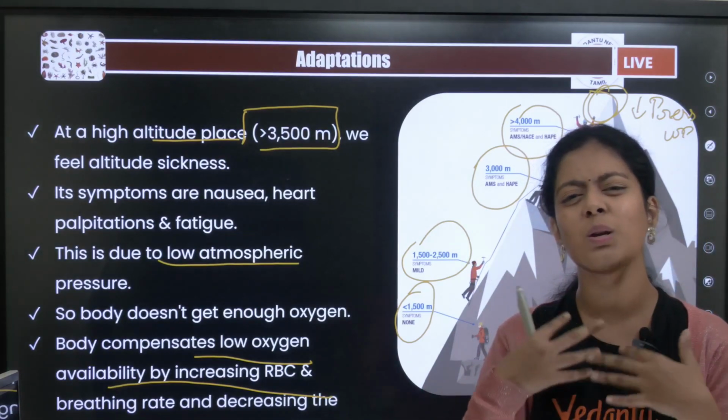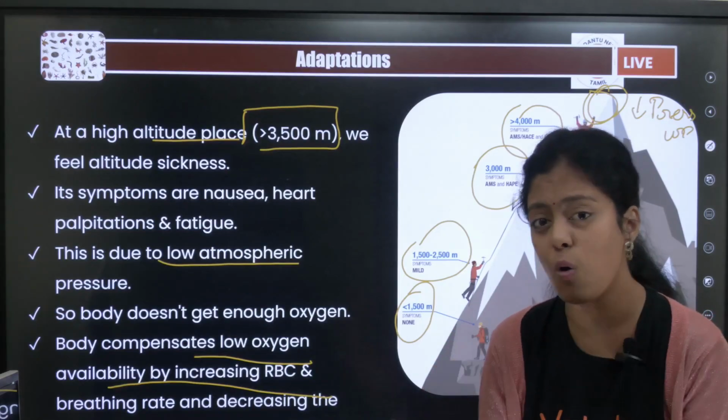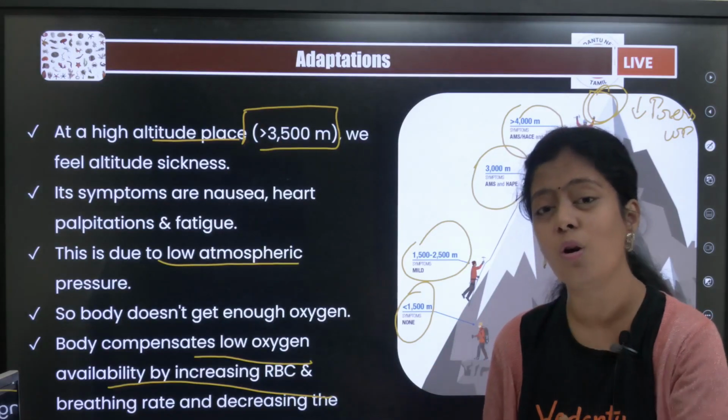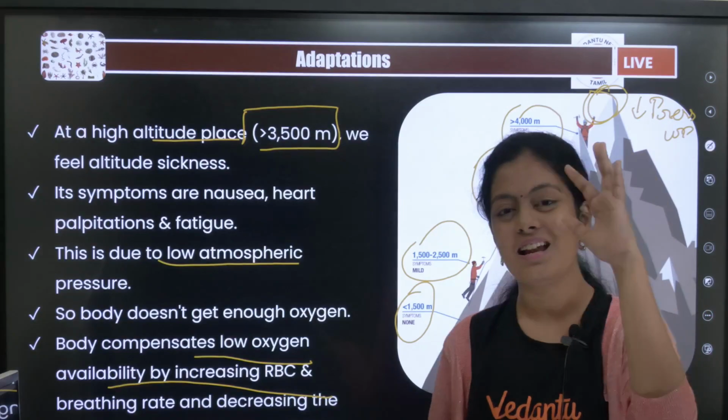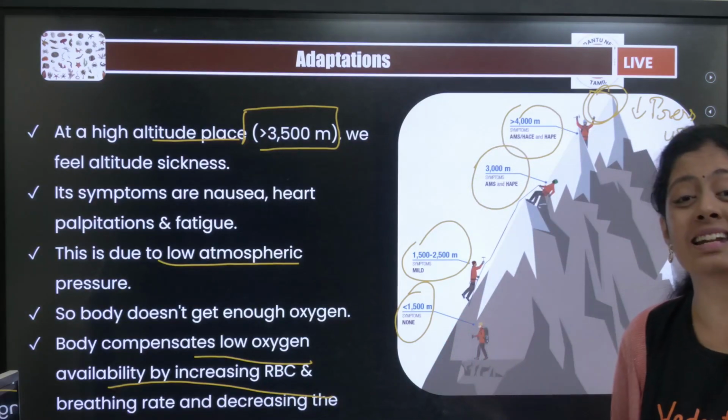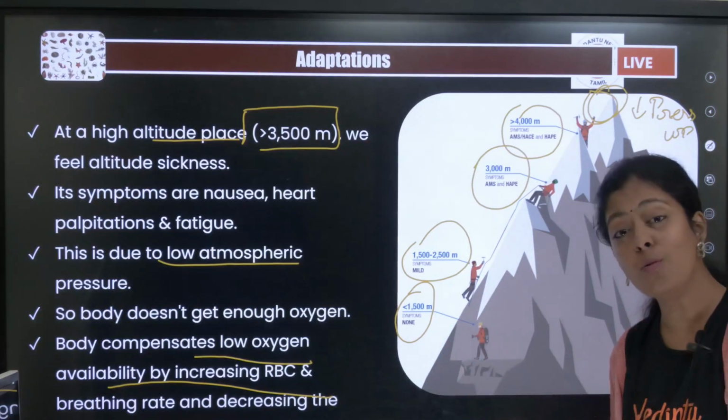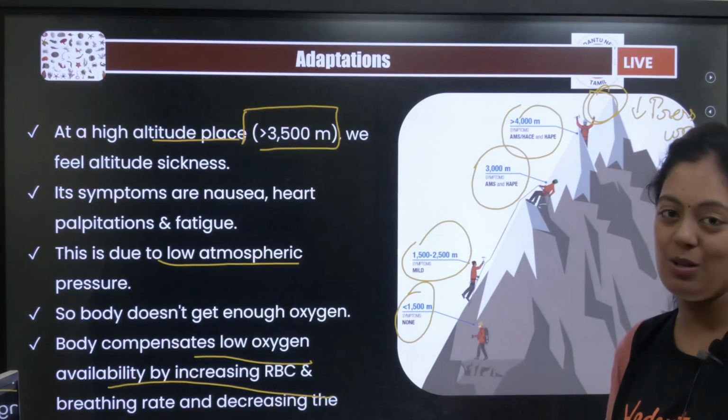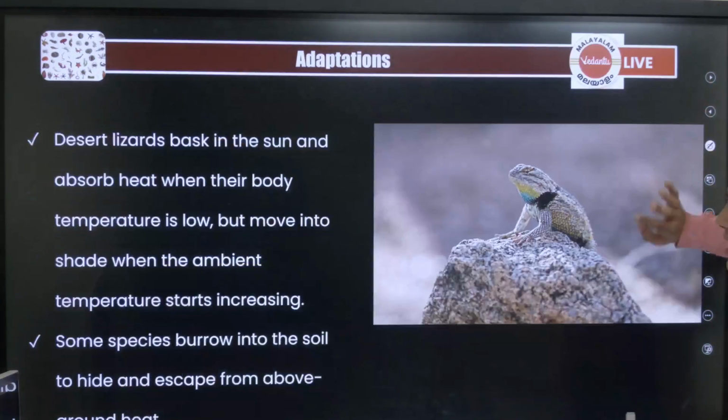Because your body is working so hard to produce more and more RBCs to compensate for less oxygen. This is what we call altitude sickness, and this is how your body overcomes that altitude sickness. Okay, it's very interesting to know this.